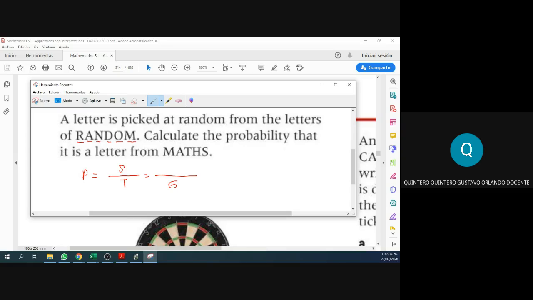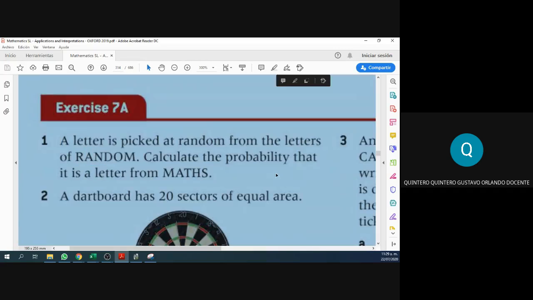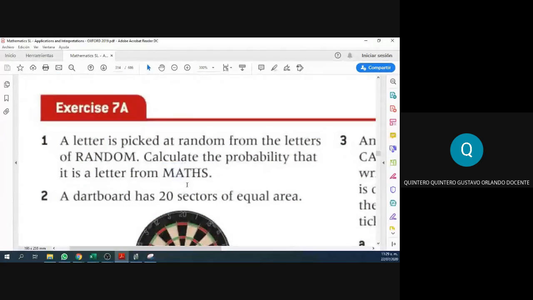All right? But what are our successes? Take a look at the question. The question says, a letter is picked at random from the letters random. Calculate the probability that it is a letter from the word maths. So look, it is not saying calculate the probability that the letter is R or that the letter is A. No. It's saying calculate the probability that it is an M, or maybe an A, or maybe a T, or maybe an H, or maybe an S. Did you see? Okay, so let's think about our success.